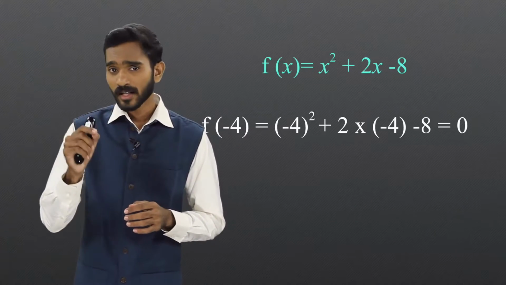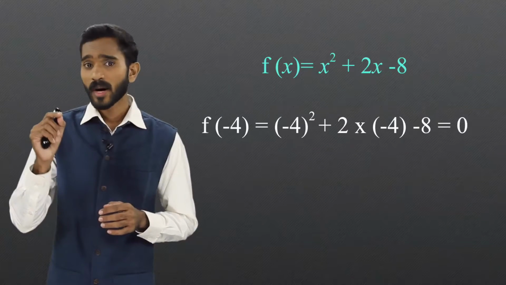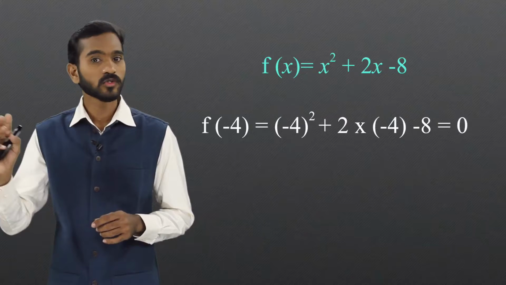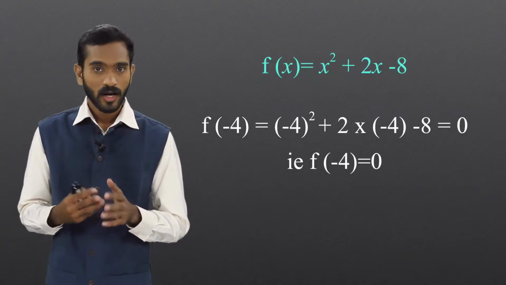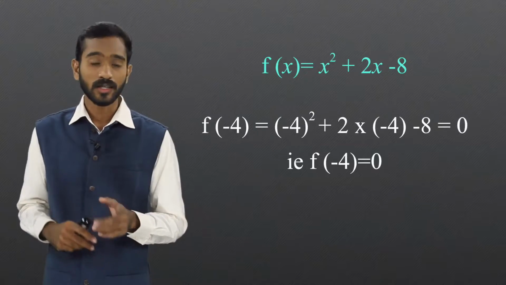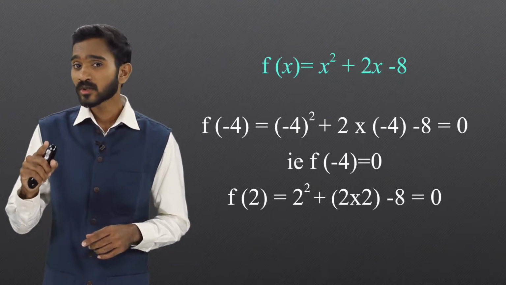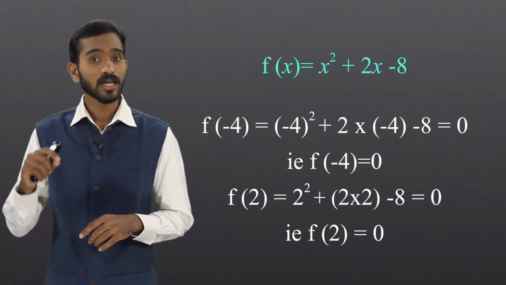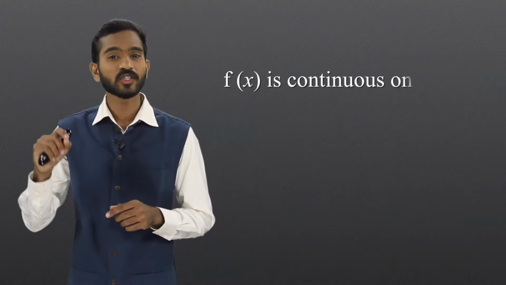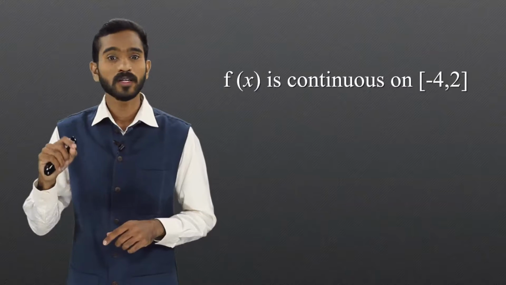So the first condition: f of minus 4 is equal to minus 4 the whole square plus 2 into minus 4 minus 8, which is equal to 0. That is, f of minus 4 is equal to 0. Now, applying x is equal to 2, f of 2 is equal to 2 whole square plus 2 into 2 minus 8, that is equal to 0. So f of 2 is equal to 0. So the given function f of x is continuous on the closed interval minus 4, 2.